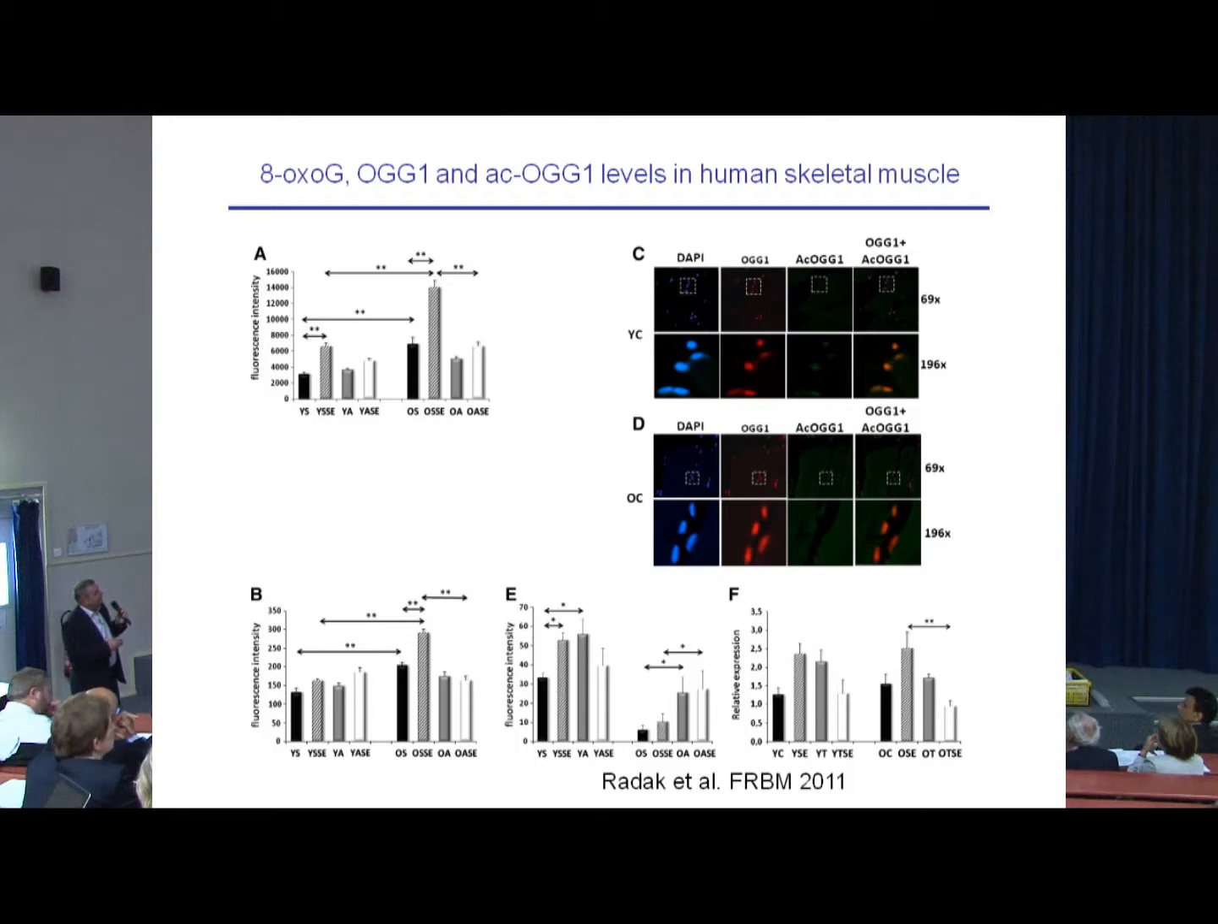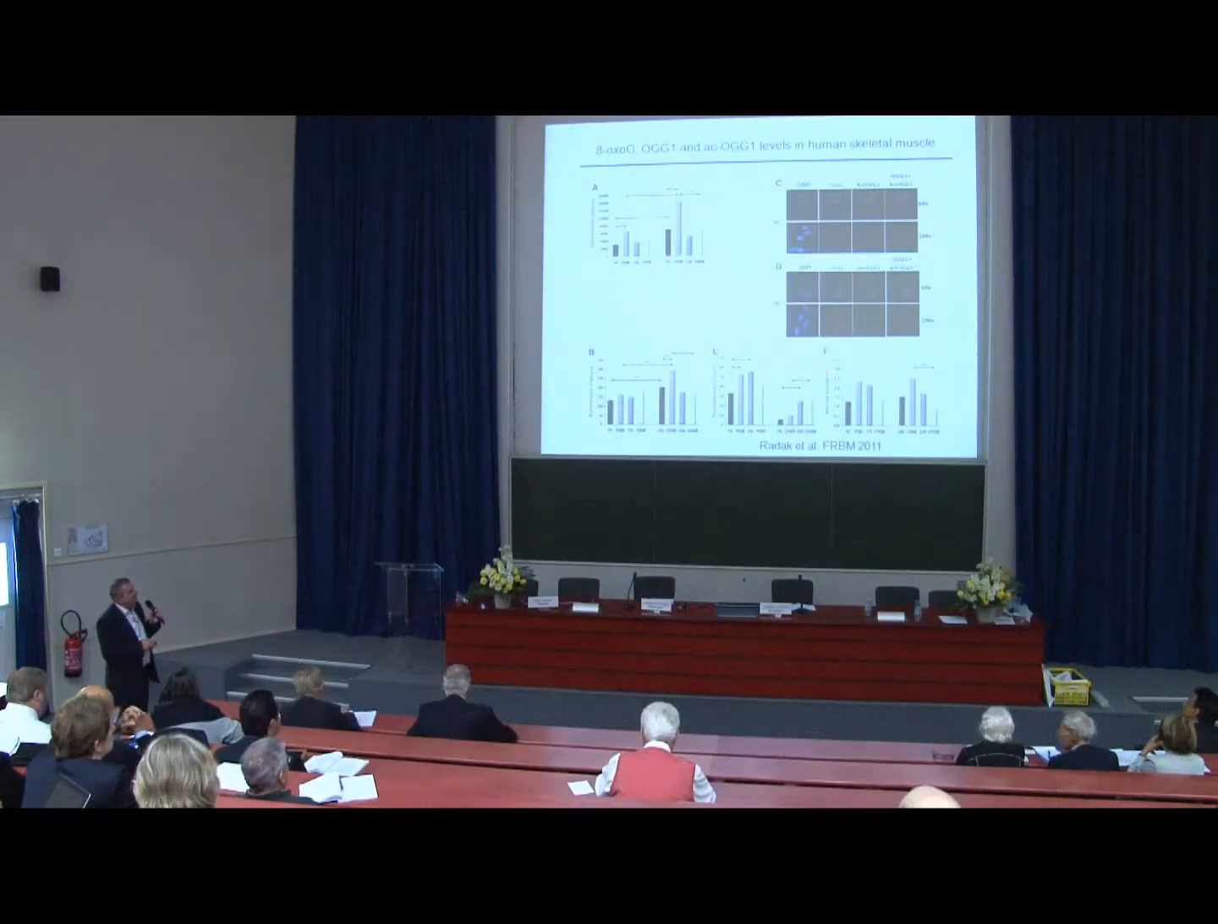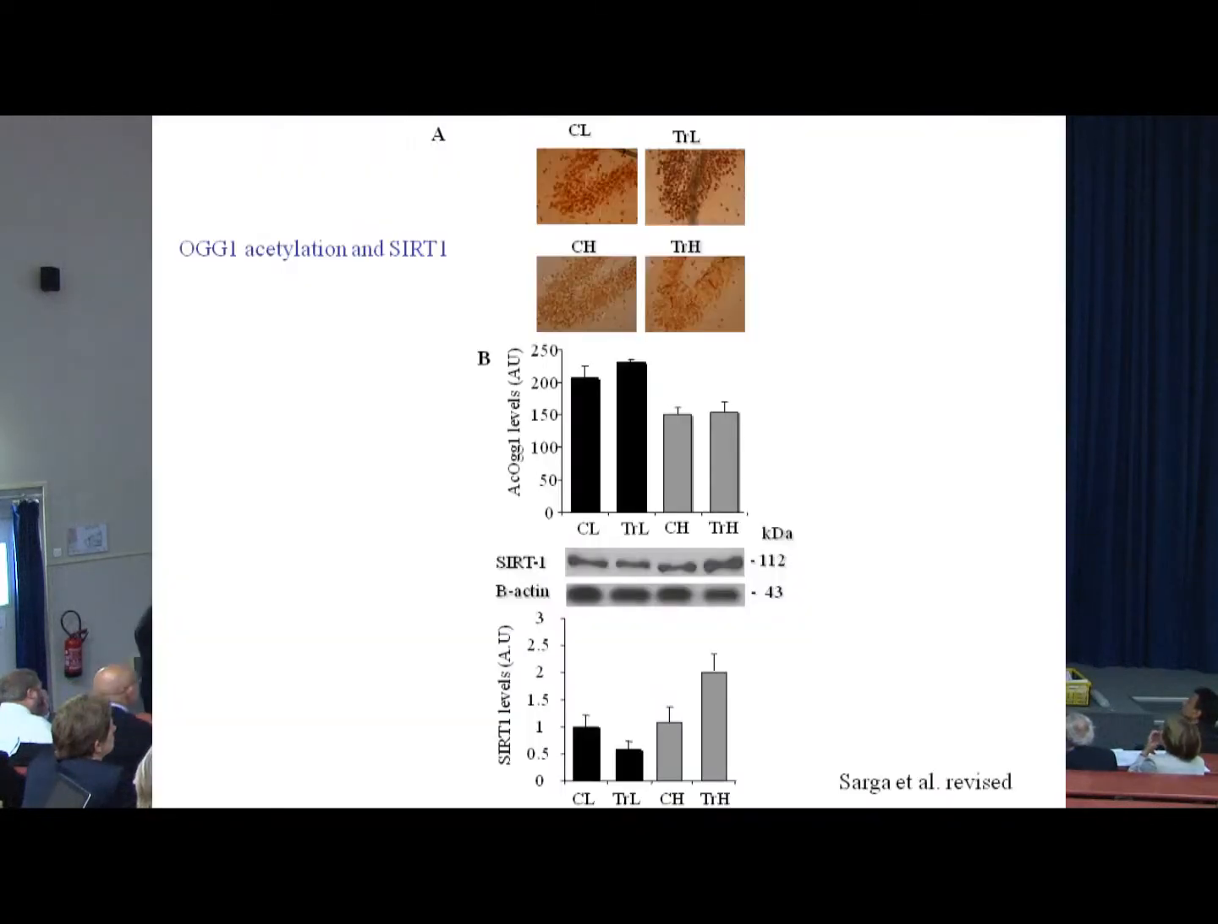We checked the OGG1 protein level, we checked the acetylation level, and you can see that there is a very significant decrease in acetylation. So why is that? What is happening? Then we used another model, a brain model. This paper hopefully will be accepted quite soon.